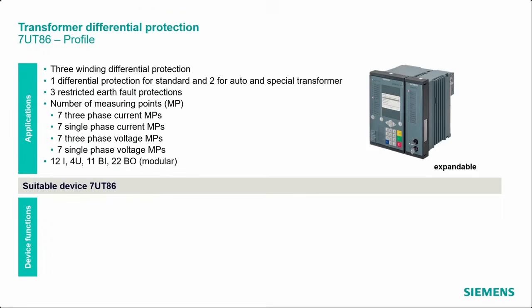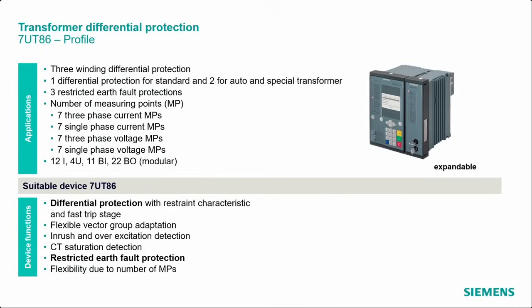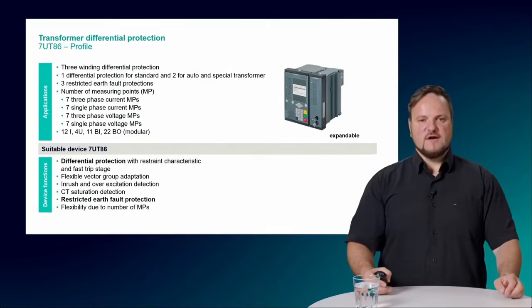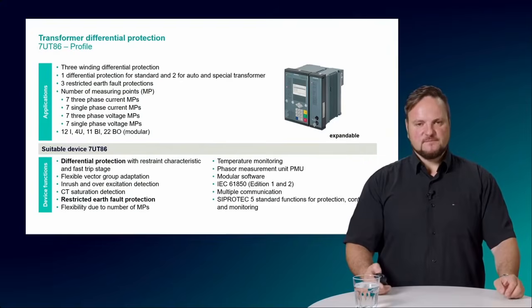And you see here now there is a difference to the 7UT85. We have 1-time differential protection for standard transformer and 2 times the differential protection for auto and special transformer. Later on I will explain a little bit more why this is an advantage for you compared to the ZProtect Forward. And here as well, we have all these main functions on board for the 7UT86.